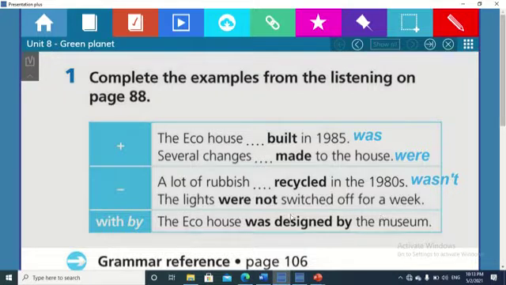And by, some sentences can end with the subject preceded by the word by: by the museum. So the Eco House was designed by the museum. Of course, if you have a non-human doer of the action, you can use with. For example, the window was broken by a stone, or with a stone.